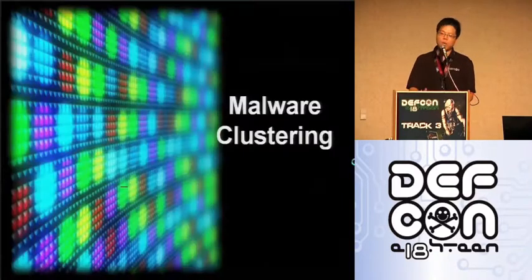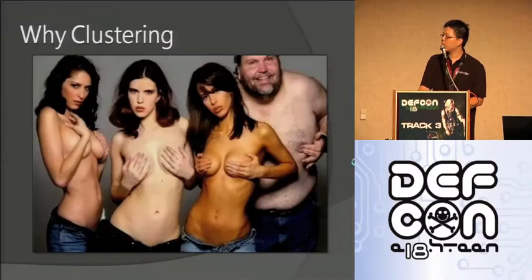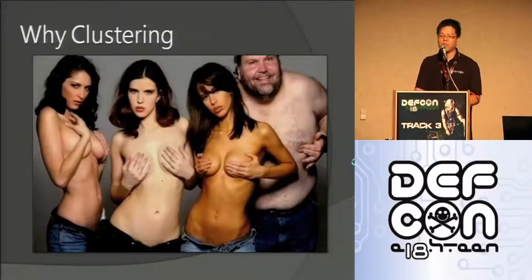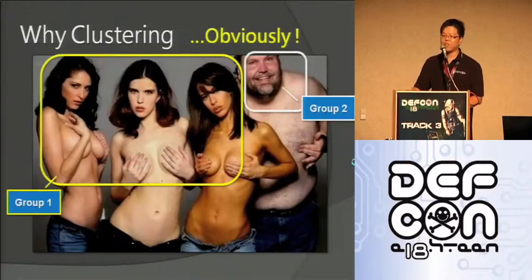So now we will go into how we do malware clustering, because we already know so much about malware, how to study them, how to do forensics on them, and all their techniques. Then how do we do clustering? You might ask, why do you have to do clustering? You already know it's a malware. The reason behind this is very obvious: you can group those that are alike together.